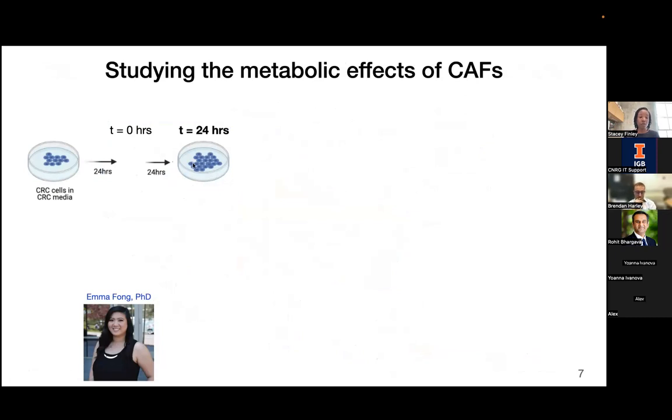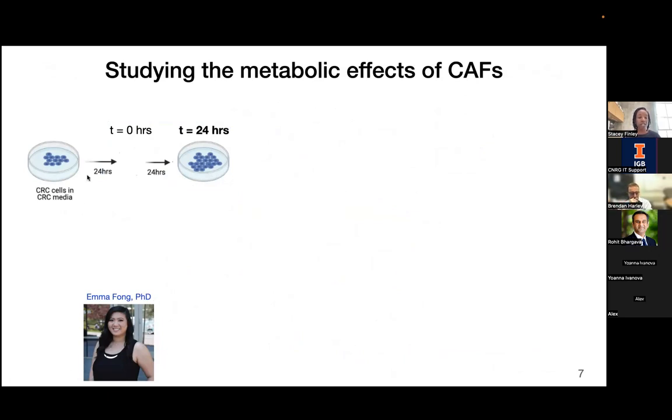And to do this, we worked with Shannon Mumenthaler's lab, and a PhD scientist in her lab, Dr. Emma Fong, was able to set up this series of experiments that I'll describe to you, and how we can use that as a platform to study metabolic interactions between CAFs and colorectal cancer cells.